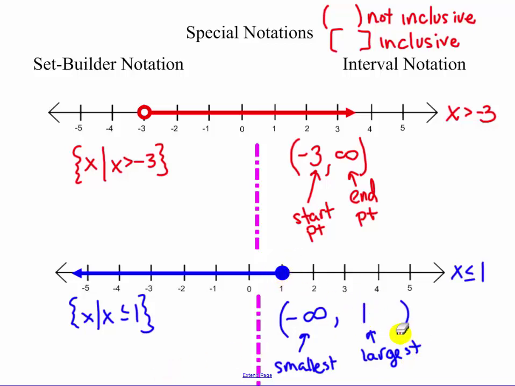So I actually have an incorrect notation back here. It's not a parenthesis. It's inclusive. I'm including 1, so it's a little bracket that looks like that. So this notation here tells me that our answers are from negative infinity to 1.